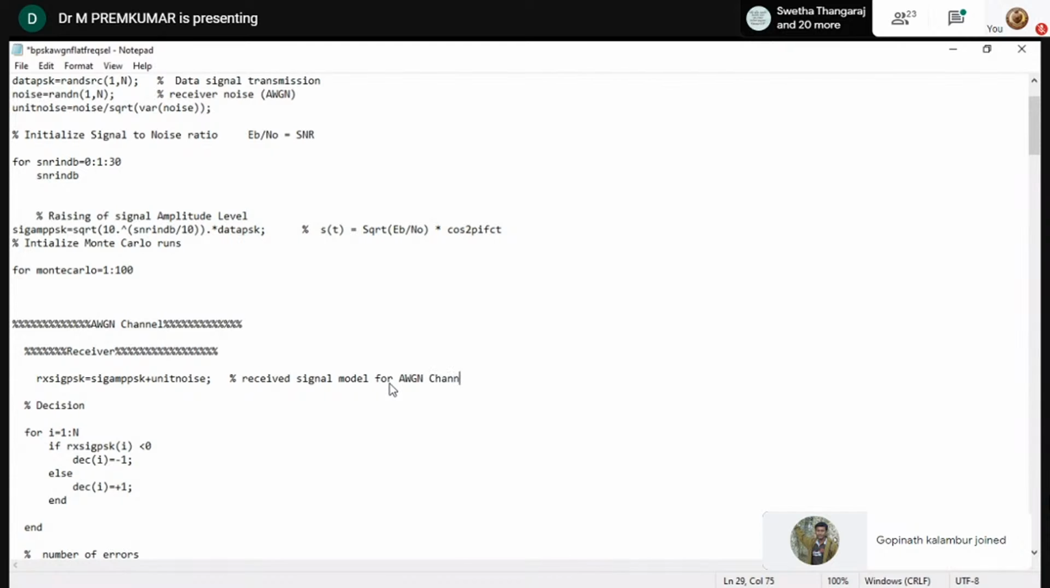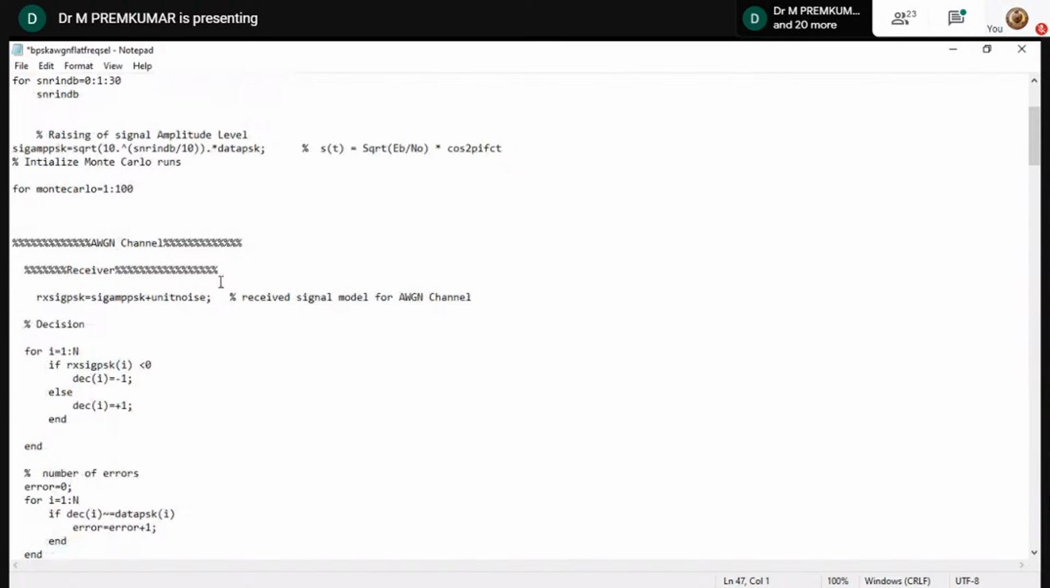AWGN channel. And next is the receiver. So this is actually a baseband simulation. We are not multiplying any carrier. This is a baseband simulation where we don't use any carrier. Straight away we just transmit and receive the signal. We don't use any physical carrier here, though you can also use a physical carrier and transmit and receive.